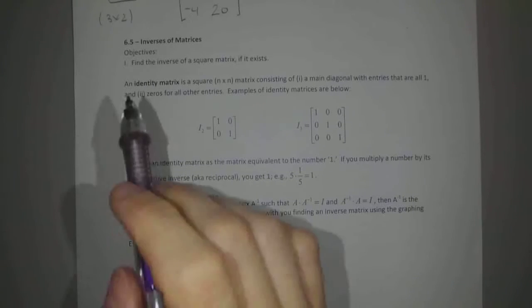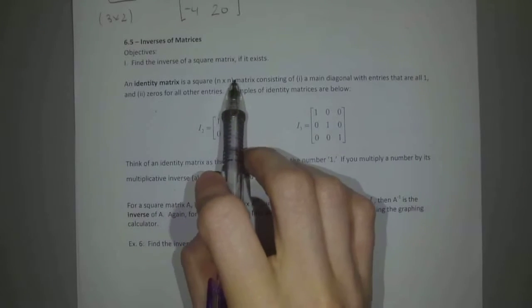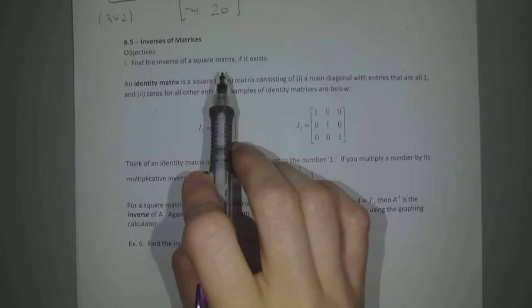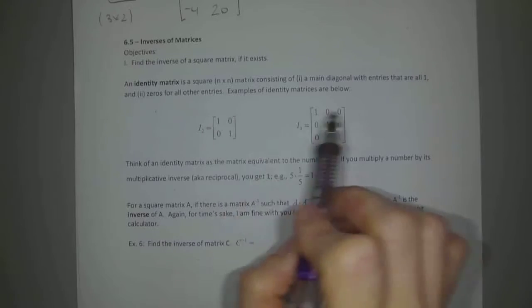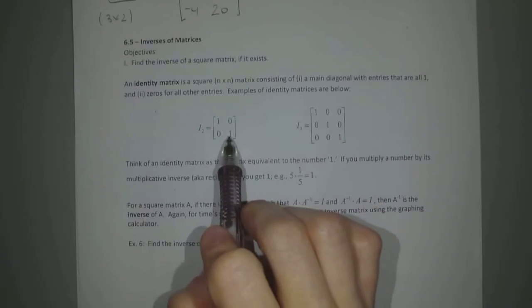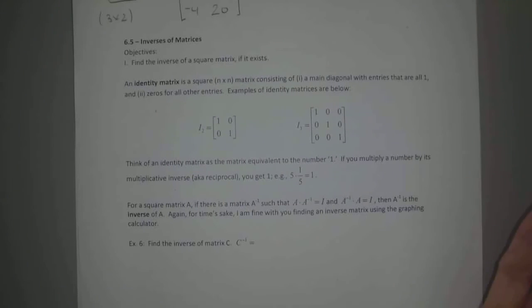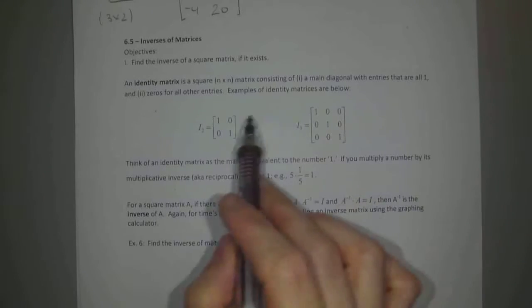It says that an identity matrix is a square. So it doesn't matter, it could be 2 by 2, 4 by 4, 8 by 8, I don't care, but it's a square matrix. These are 2 examples, and we can use these matrices to find inverses and vice versa, okay? We are not going to do it by hand. We don't have to do it by hand, but I just want to kind of introduce that.